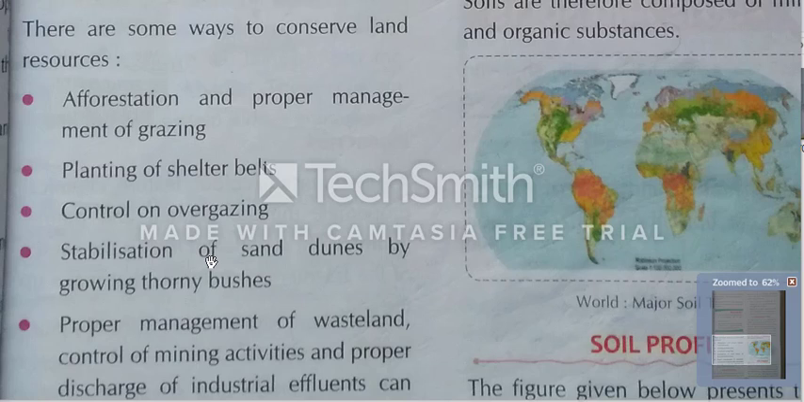Control on overgrazing. Overgrazing, many times what happened that cattle, animals, they graze so much on the field that after their grazing there will be no grass, there will be no plants, and it will take too much long time for growing again. So it is our responsibility to control overgrazing.